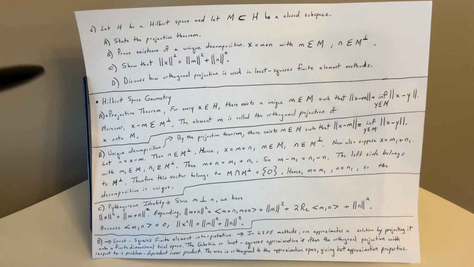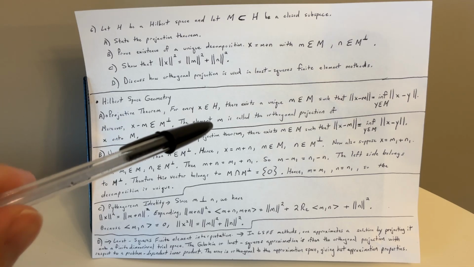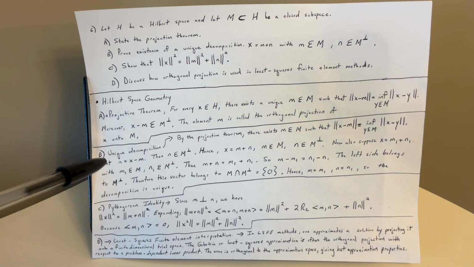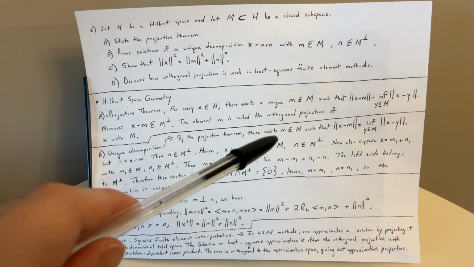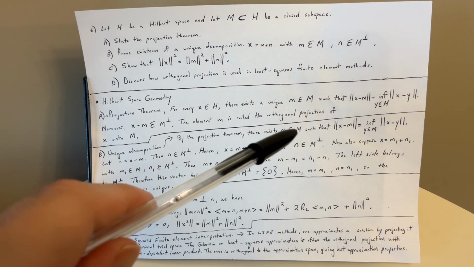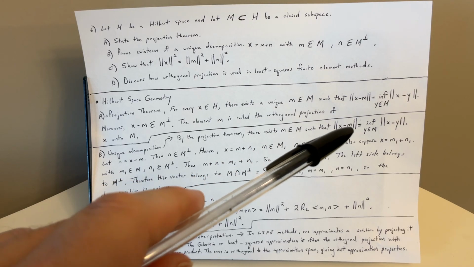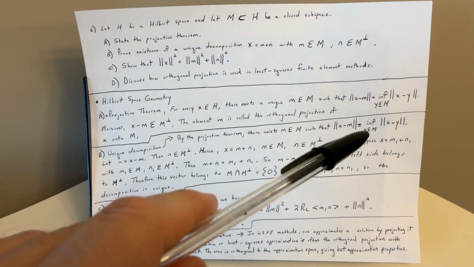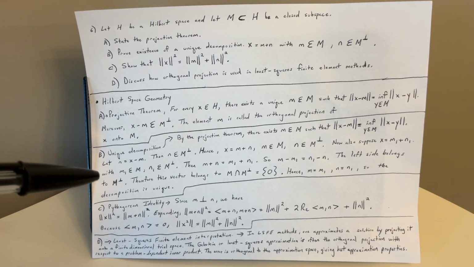And moreover, here, x minus m is an element in M perp. An element m is called the orthogonal projection of x onto M. For the unique decomposition, by the projection theorem, there exists a lowercase m in M such that the norm of x minus m equals the infimum over y in M of the norm of x minus y.